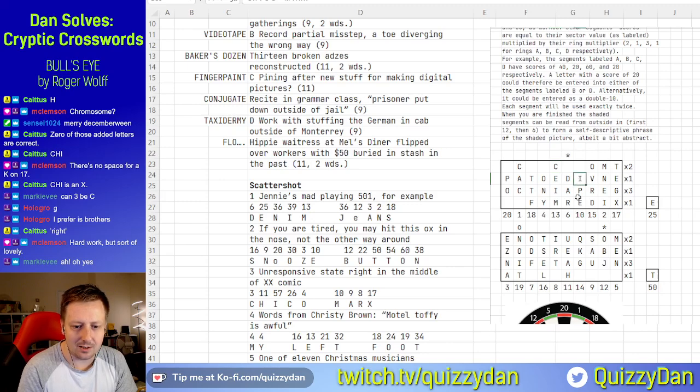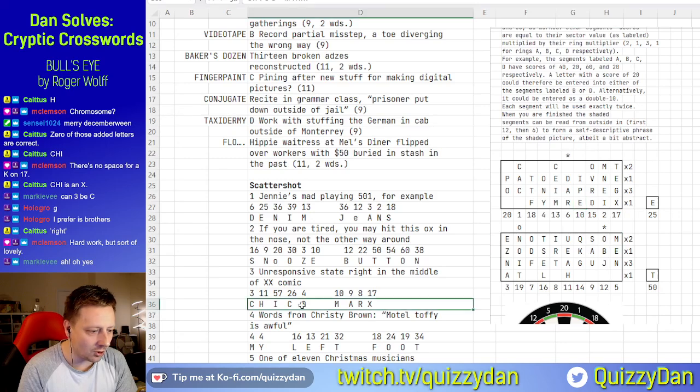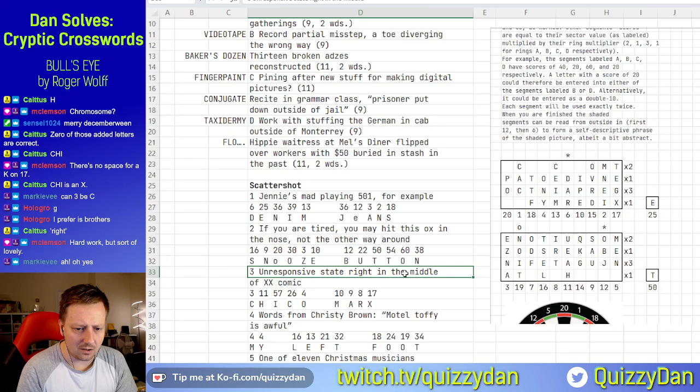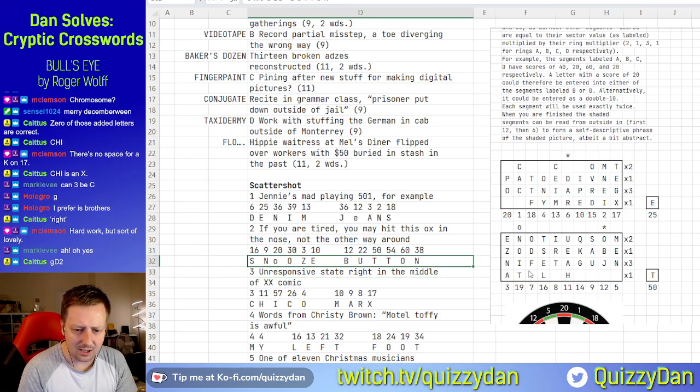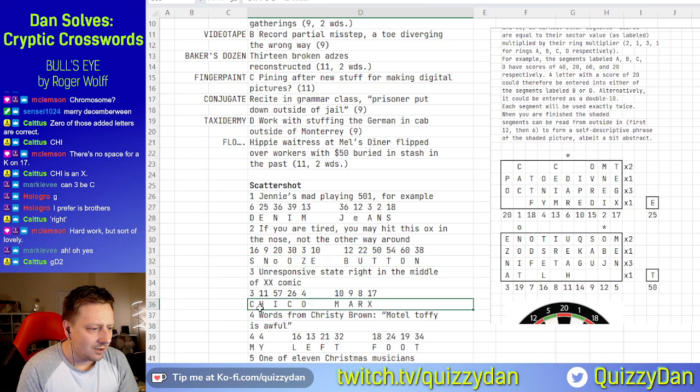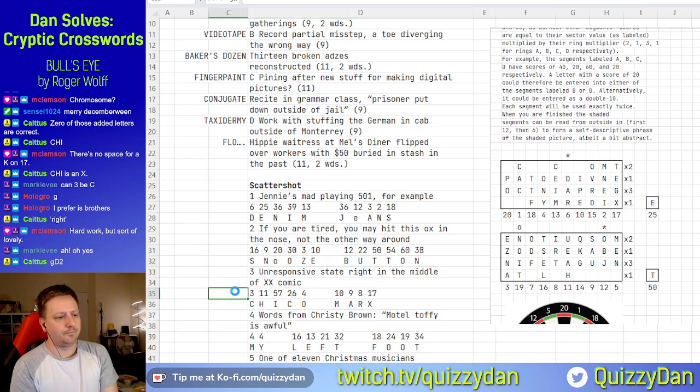So single 10 is not there, so it must be double 5. There's your M. Good. A for 9. That works. R for 8. There's your R for 8. 17 for X. 17 for X. That all works. Except for whatever I did with that N. Snooze button is double 19 for 38. Is that what I did wrong? I think I did. So actually Chico Marx I think is all in there.